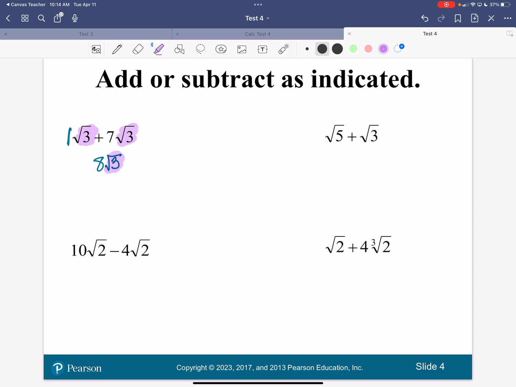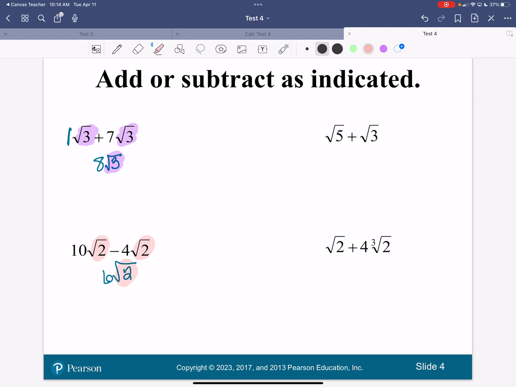We keep it. Here I've got 10 on the square root of 2 minus 4 on the square root of 2. So what's that going to give us? 6 on the square root of 2. So here I've got square root of 2, square root of 2, and square root of 2. I'm not multiplying. I'm treating that like I would treat adding and subtracting variables.